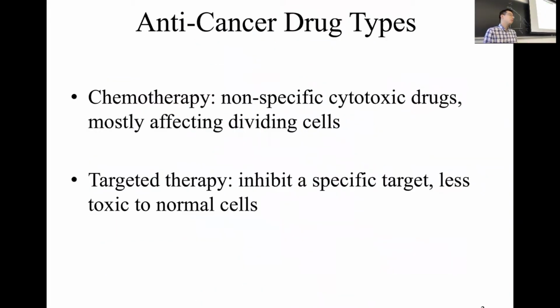In general, there are two broad categories of anti-cancer therapies. The first broad category is called chemotherapy. These drugs are cytotoxic drugs. They will kill fast-dividing cells non-specifically. But because they kill fast-dividing cells, chemotherapy will also bring quite a bit of damage to the tissue cells, so they have high side effects.